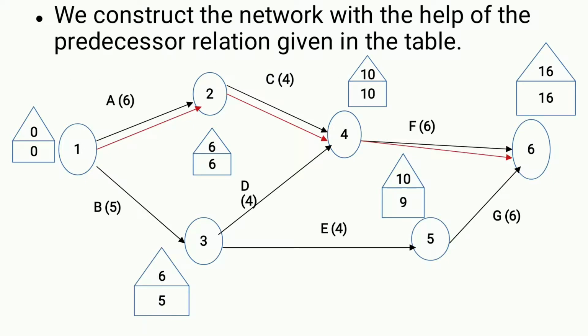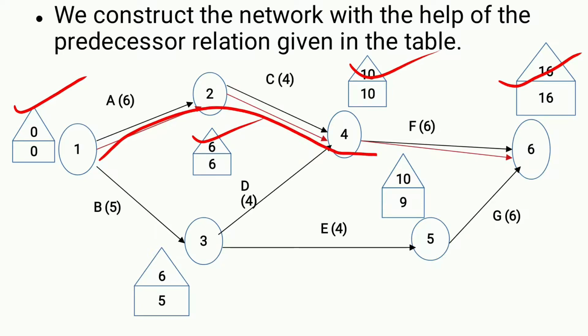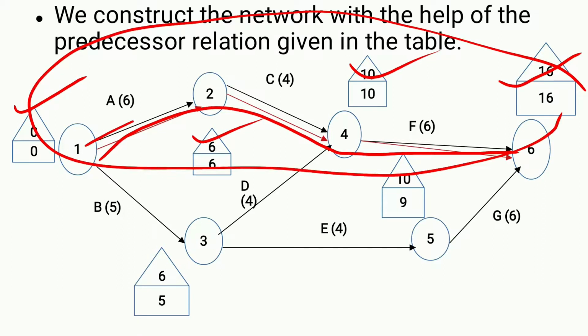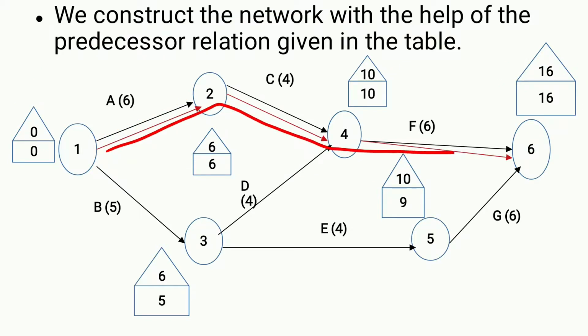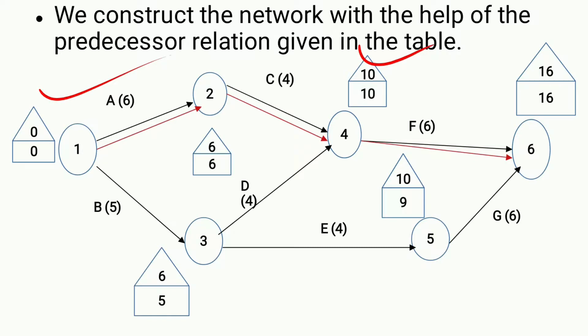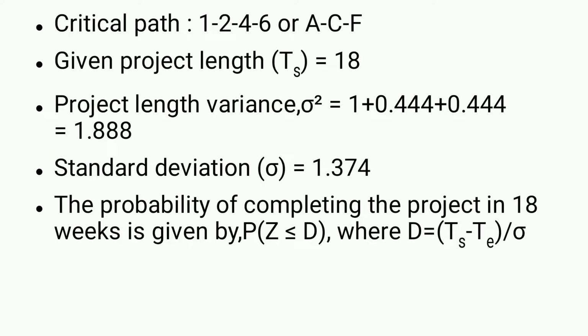See here, where the latest time and earliest times are equal, those are called critical activities, and the line which is passing through those critical activities is known as the critical path. Here the critical path is 1 to 2, 2 to 4 and 4 to 6. The line indicated in the diagram is the critical path. A path connecting all the critical activities is known as a critical path. The critical path is 1 to 2, 2 to 4 and 4 to 6 or A to C to F.